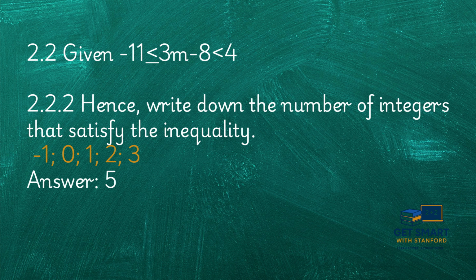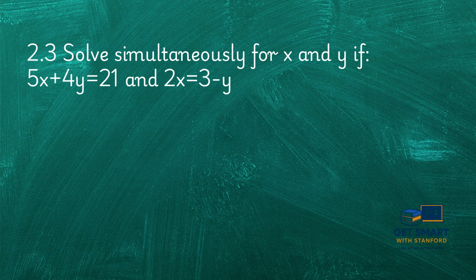2.2.2. We have mentioned the integers that satisfy this inequality in the previous question, and there are 5 of them, so the answer is 5. And those 5 integers are -1, 0, 1, 2, and 3. But here they did not want us to mention that. They just wanted us to tell them how many integers satisfy this inequality. So that's it. In question 2.3, we are required to solve for x and y simultaneously.